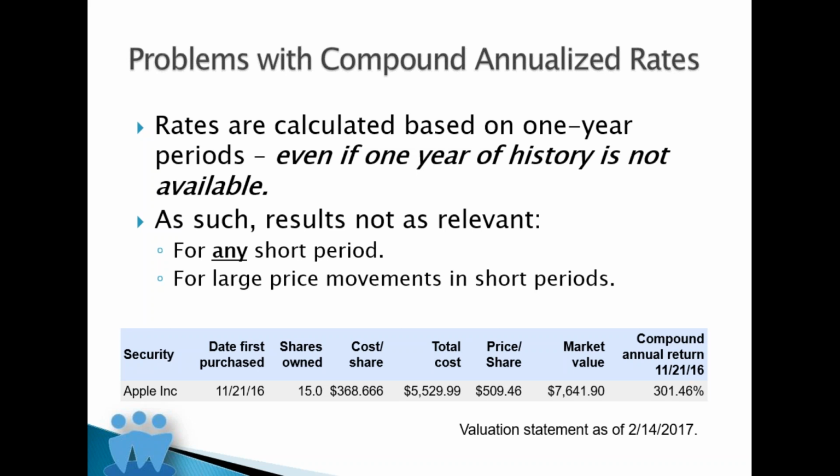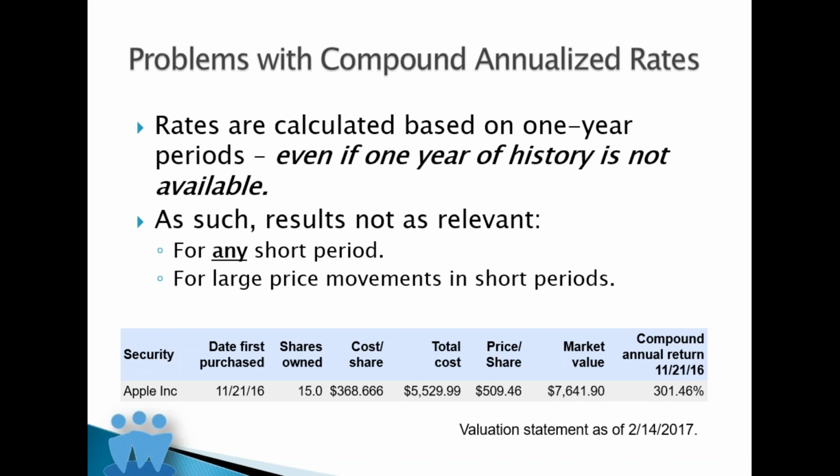And so what the formula tells us is that we're going to extrapolate based on the period of time that we have and figure out what would be that rate of return if it continued at that rate over the course of a full year or multiple years of time. So as you might imagine, we get some irrelevant results using compound annualized rates of return for any short period, especially where there's a big price movement.